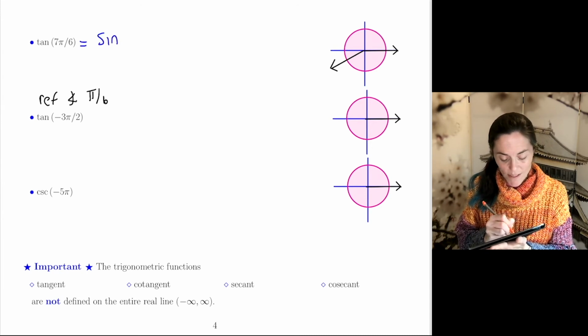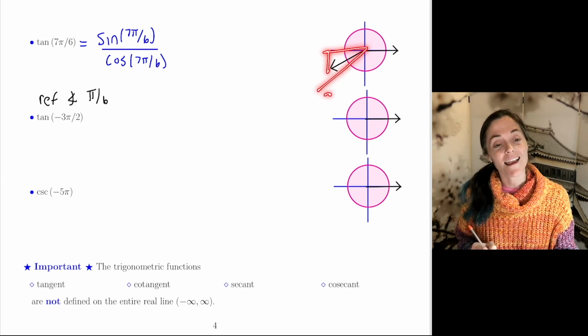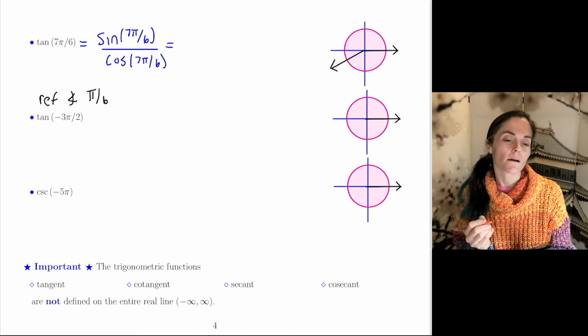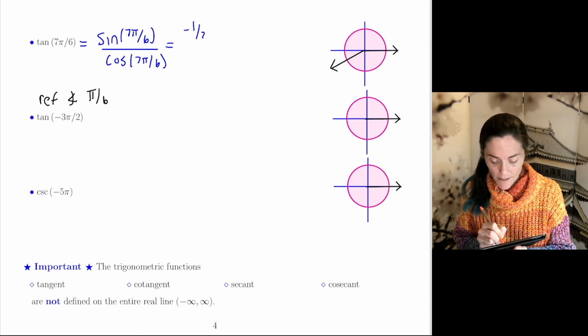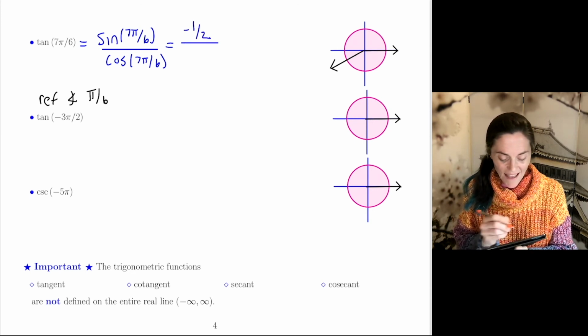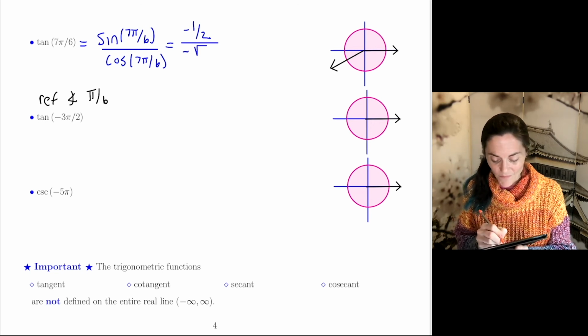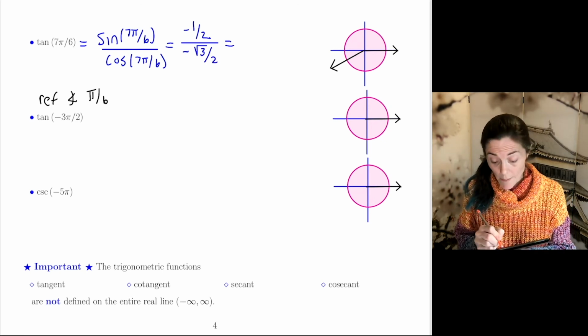Tangent is sine over cosine. Sine 7 pi over 6 divided by cosine 7 pi over 6. In this quadrant, you see both the sine and the cosine are negative. So in my numerator, while the sine of pi over 6 is 1/2, it's negative in this quadrant. So we have negative 1/2. And then in the denominator, I have negative square root 3 over 2. When we say invert and multiply, I get positive 1 over the square root of 3.